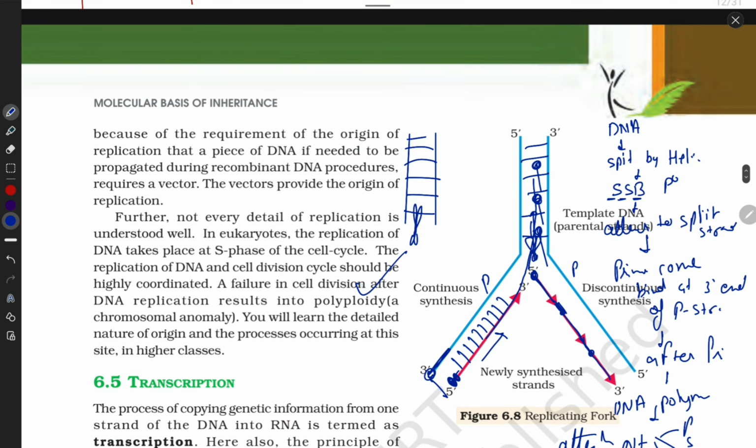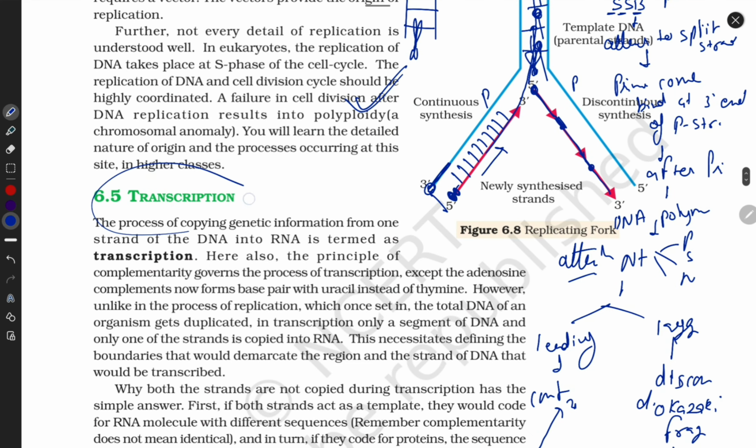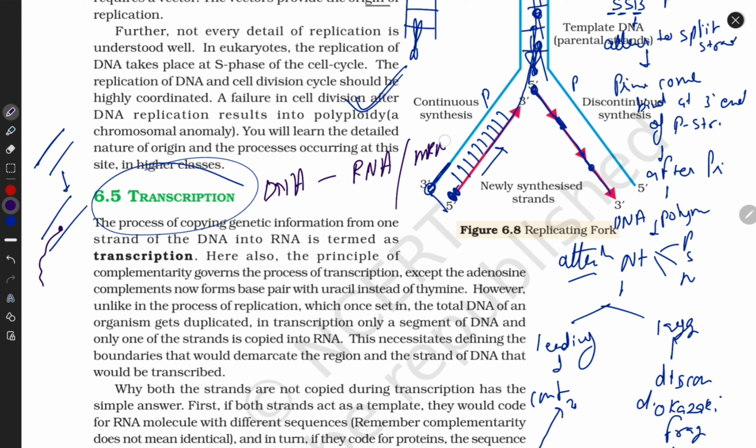You have to learn and read your book. That's all for now. In our next video, we will cover transcription, how DNA splits and they form what? mRNA. Means DNA to RNA. We can say mRNA. Okay, guys.